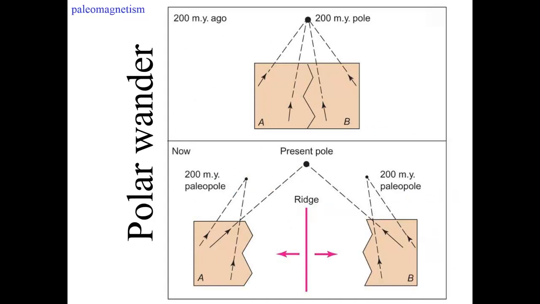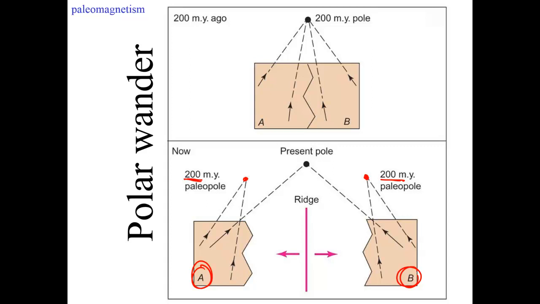So this apparent polar wander can be understood by allowing the continents to move. So if, for instance, on continent A, you look at rocks that are 200 million years old, and on continent B, you look at rocks that are 200 million years old, and you ask them, where was the North Pole 200 million years ago? Continent B gives you a different answer from continent A.